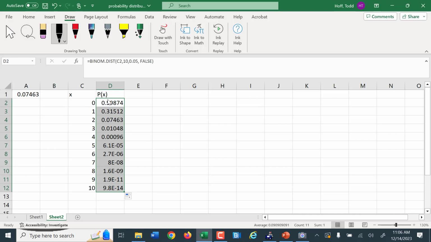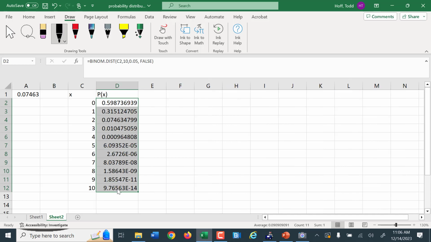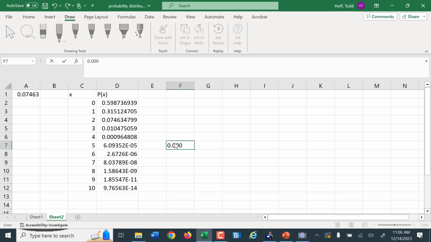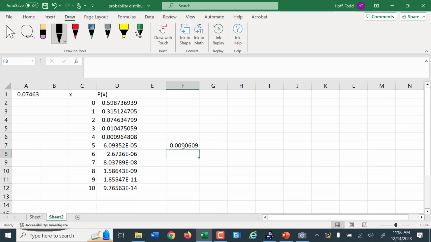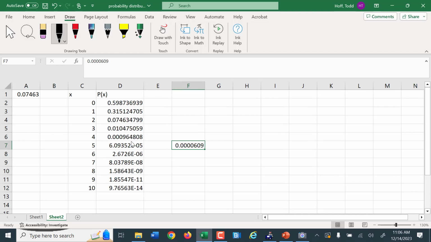So notice the most likely outcome is to have 0 people cashless. You'll notice again that we have this scientific notation here. I'm going to just do this one. This is saying times 10 to the negative 5, which means move the decimal point over 5 spots. So that's saying 0.0000609. Now when I hit enter, it's going to leave that one as it is rather than put it in scientific notation. But that's what that means. Those are the same number.